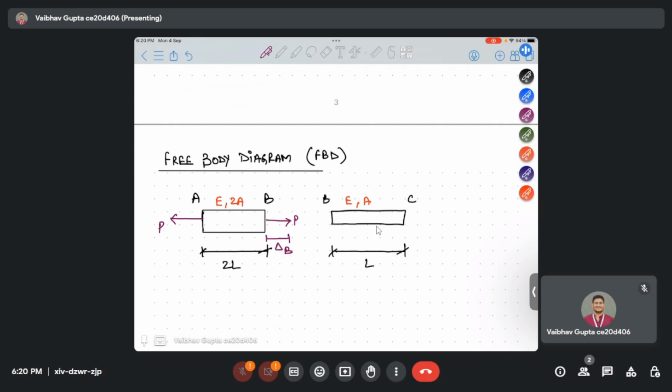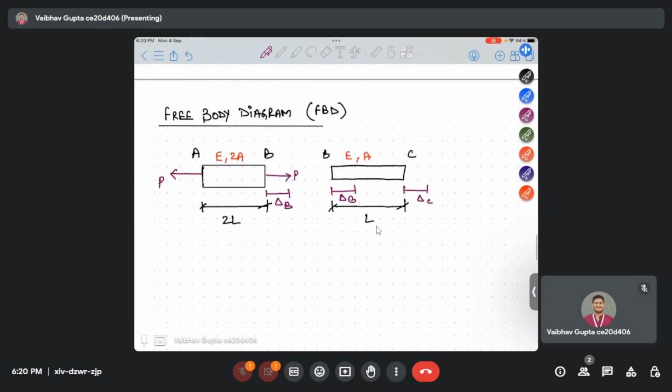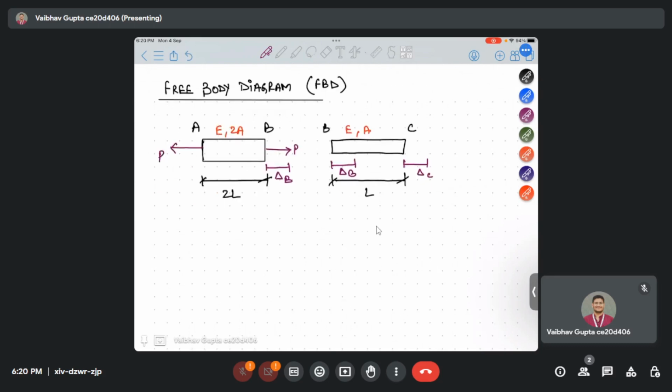But since B is changing its length by delta B, BC also will change its length by delta B. And since BC is changing by delta B, point C also moves by delta C. Okay, so now this is the free body diagram. Now first we'll solve for AB.